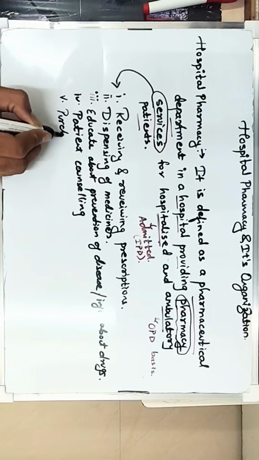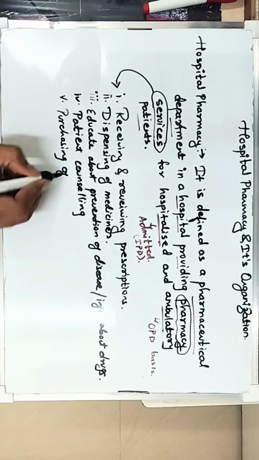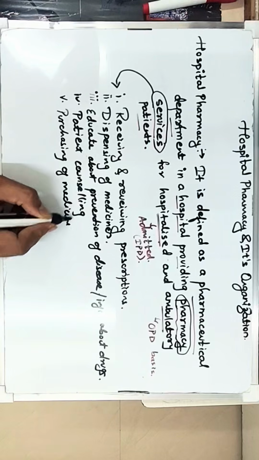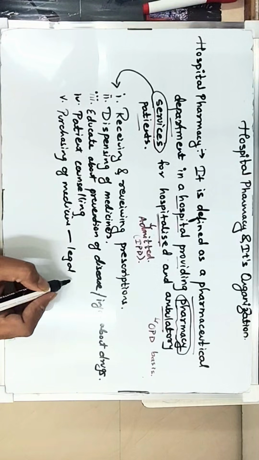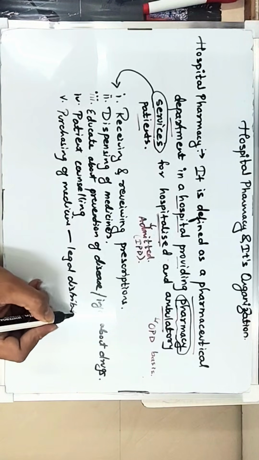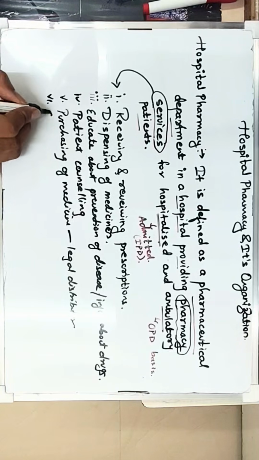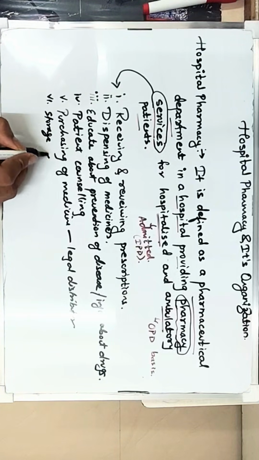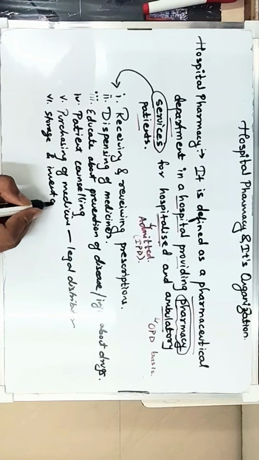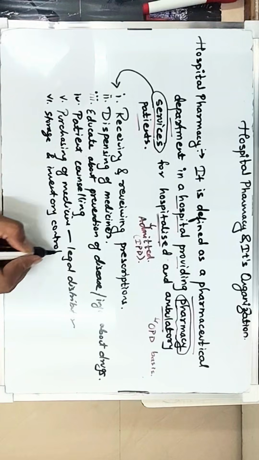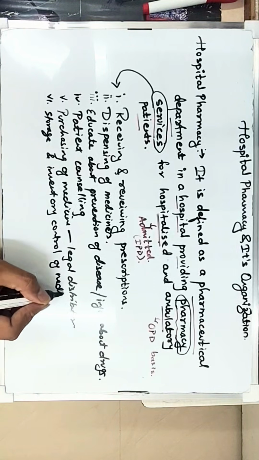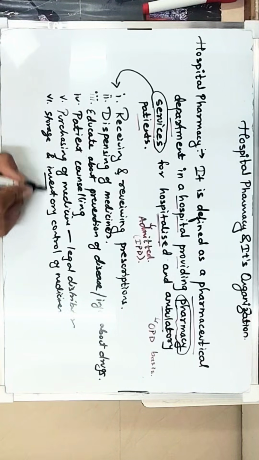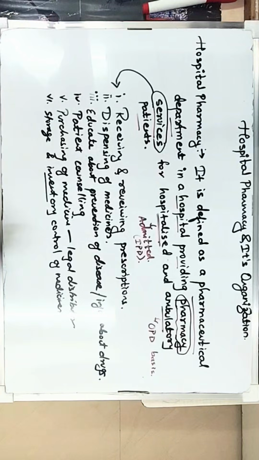The task is purchasing of medicine from a legal distributor. Then sixth, storage and inventory control. Storage and inventory control of medicine. Medicines have to be stored properly and there should be a record of how many medicines there are, which are in demand, which have proper supply, and which have a supply shortage. That is called as inventory control.